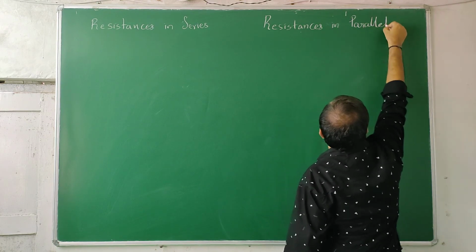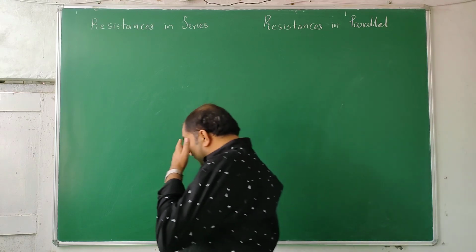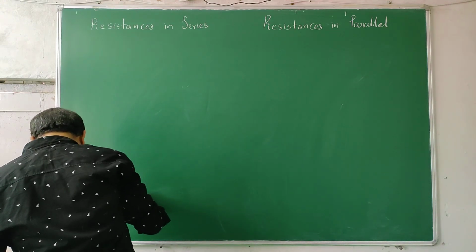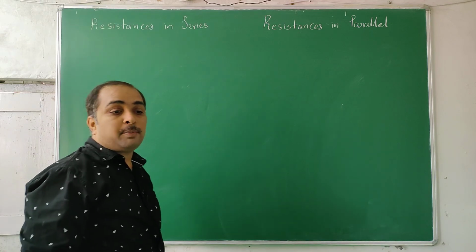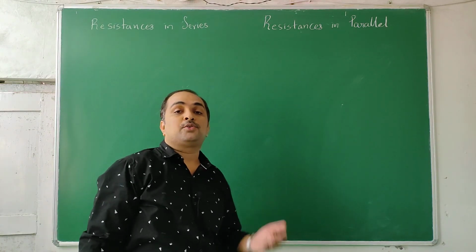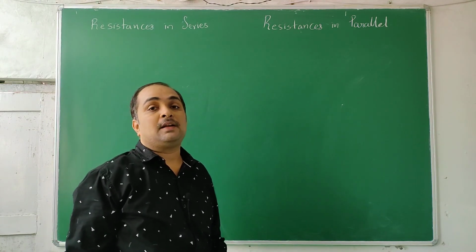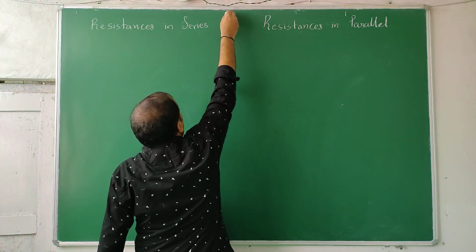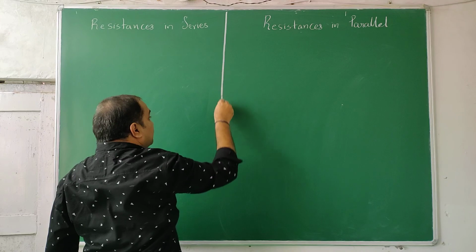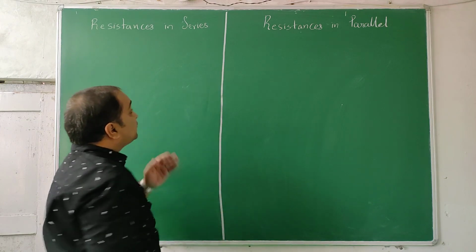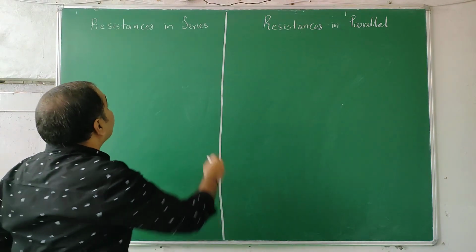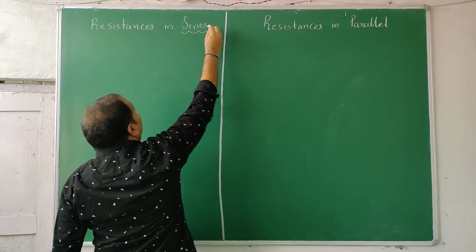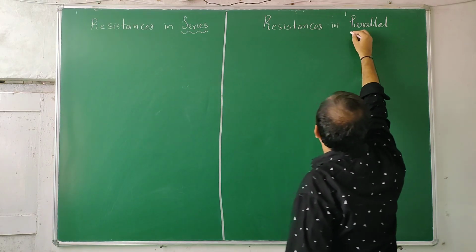The circuits which involve resistances in series and resistances in parallel are called simple circuits. Sometimes the circuit may not be able to be reduced using resistances in series and resistances in parallel. That will be called a little complex circuit. So our lecture goes on like this. We are going to write various points on resistances in series, resistances in parallel.